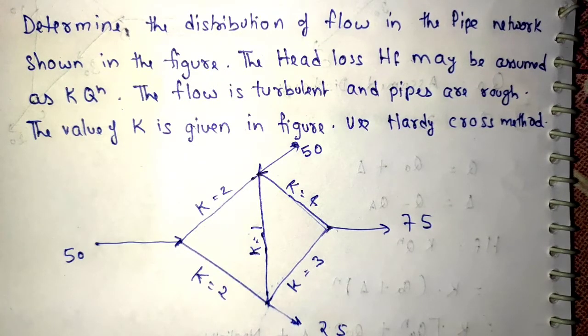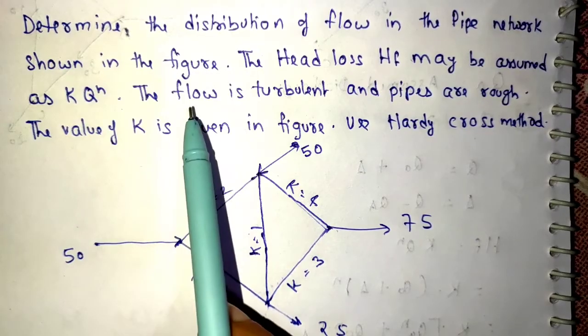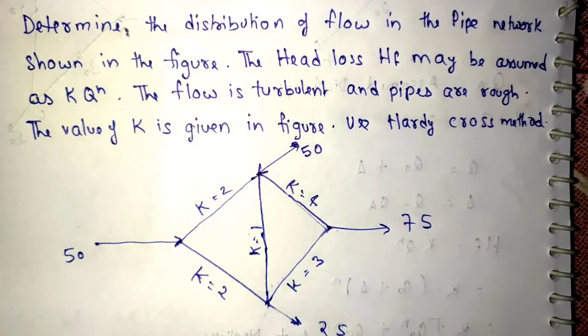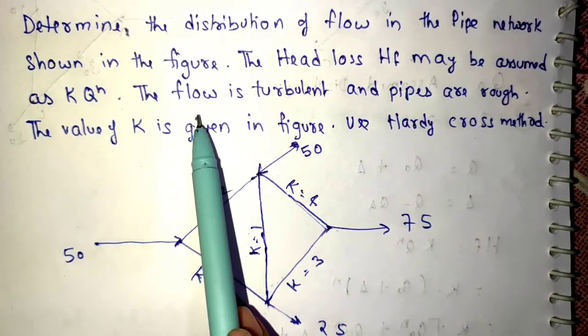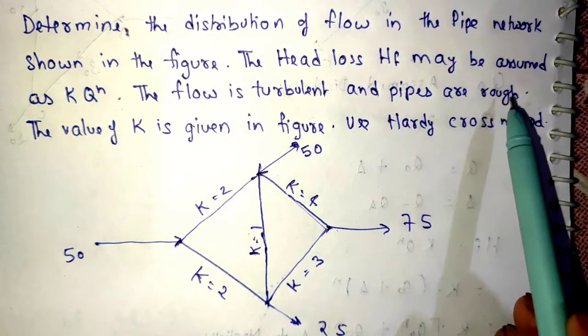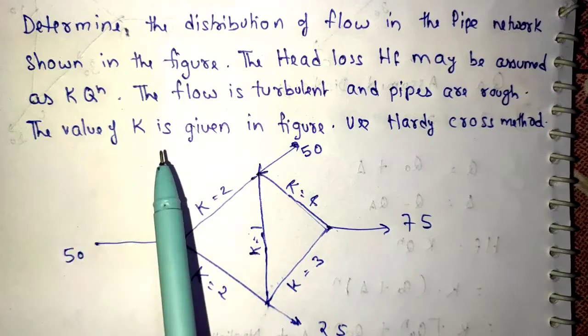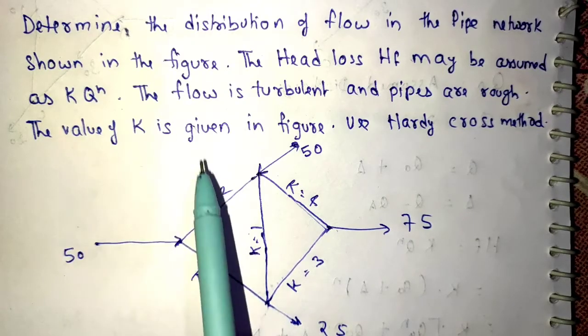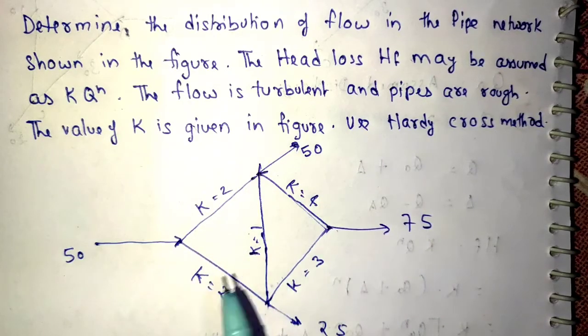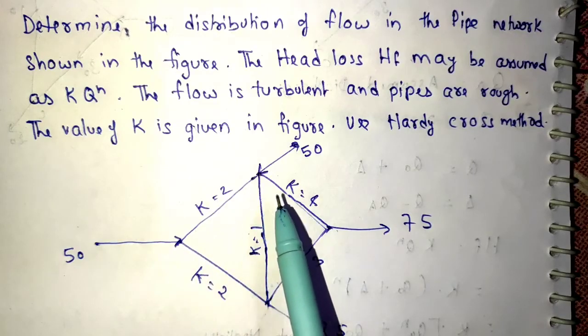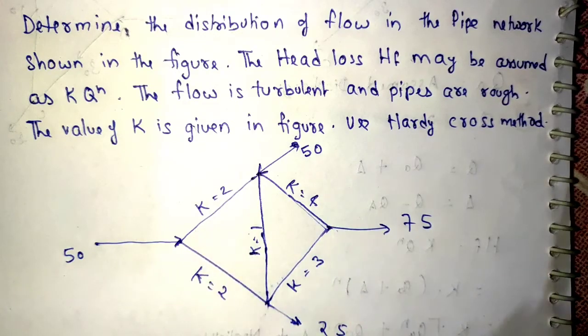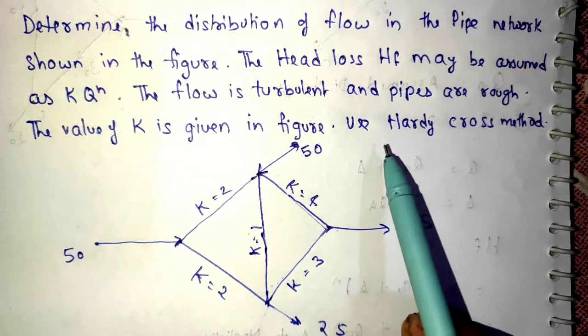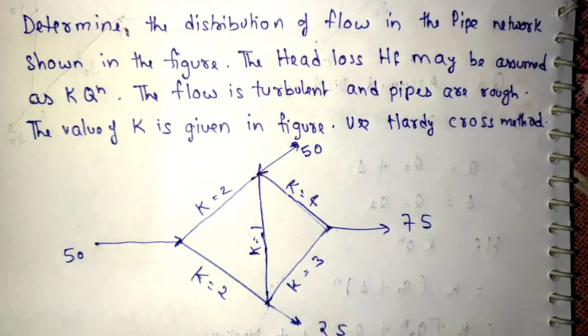The question further says that the flow is turbulent. As we discussed, in the Hardy-Cross method the flow must be turbulent, right? So the flow is turbulent and the pipes are rough. The value of K, that constant, is given in the figure. In every pipe the value of K is given, and now we have to use the Hardy-Cross method, right?